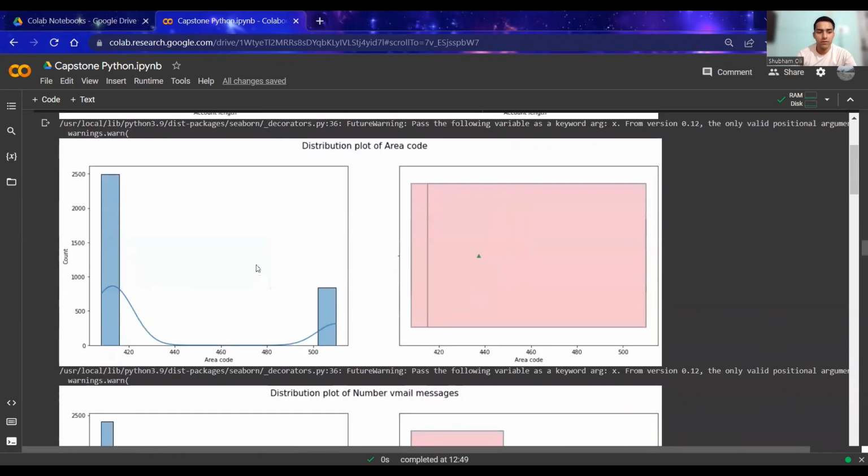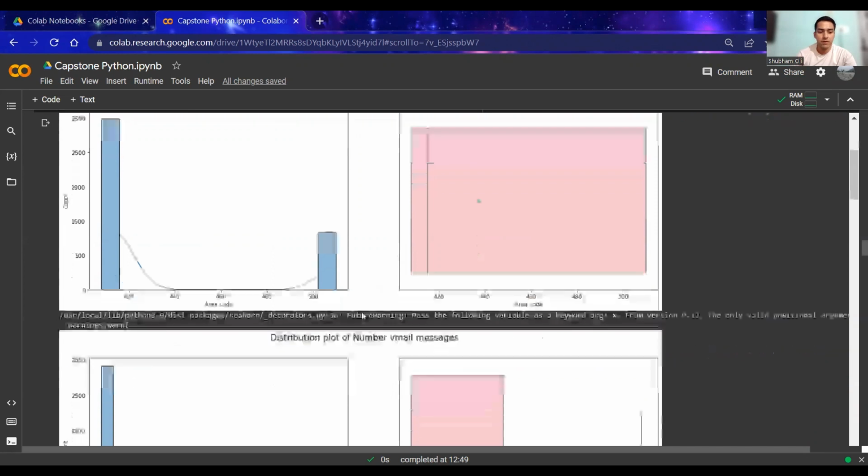And now, for the area code, we can say that its data type was integer, but here we can see there is a distribution plot and the box plot. It is not a continuous variable. It is a categorical variable.